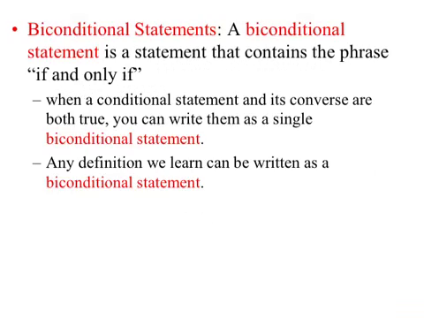Biconditional statements. A biconditional statement is a statement that contains the phrase "if and only if." It seems so proper and so powerful. When a conditional statement and its converse are both true, you can write them as a single biconditional statement. Any definition we've learned can be written as a biconditional statement. An angle is right if and only if it's 90 degrees. Things like that, definitions.